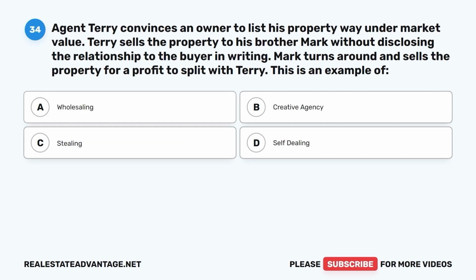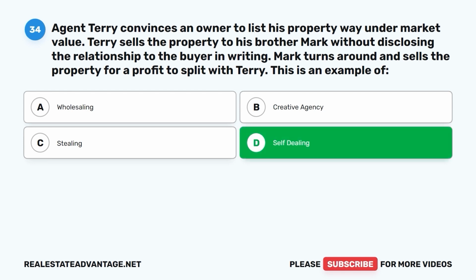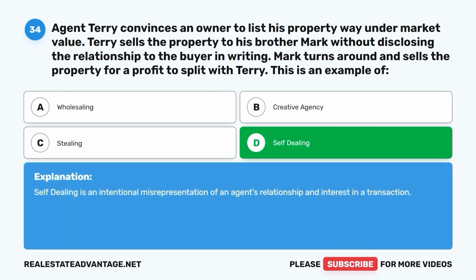An agent can never give legal advice without a license to do so, nor deter customers or clients from seeking legal counsel. Question 34. Agent Terry convinces an owner to list his property way under market value. Terry sells the property to his brother Mark without disclosing the relationship to the buyer in writing. Mark turns around and sells the property for a profit to split with Terry. This is an example of A. Wholesaling, B. Creative agency, C. Stealing, D. Self-dealing. The correct answer is D. Self-dealing. Self-dealing is an intentional misrepresentation of an agent's relationship and interest in a transaction.